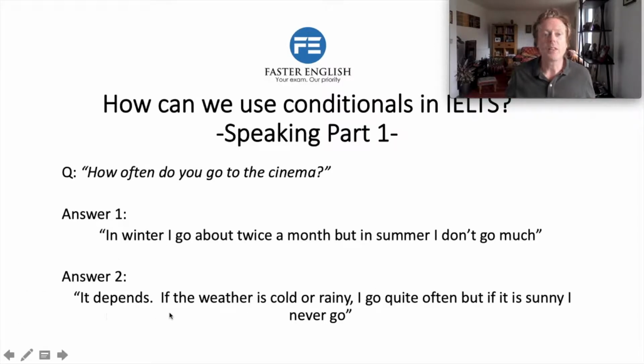It depends. If the weather is cold or rainy, I go quite often. But if it is sunny, I never go. So here you can see there are 2 conditional sentences. If it's cold, I go quite often. If it's sunny, I never go. So you've got a conditional here, which is complex, and another conditional here. So you're combining 2 complex structures to make a really good answer.